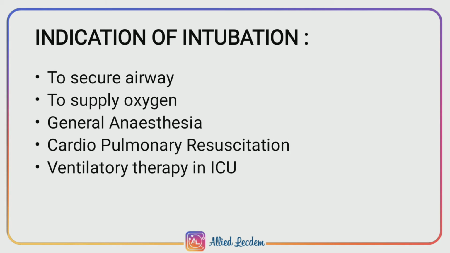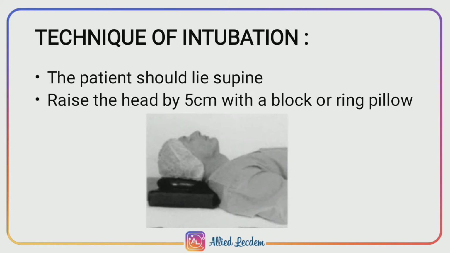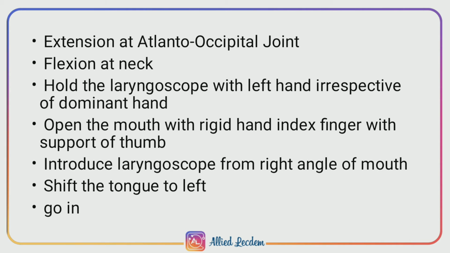Indications of intubation: to secure the airway, to supply oxygen, general anesthesia, cardiopulmonary resuscitation, and ventilatory therapy in ICU. Technique of intubation: the patient should lie supine. There should be extension at the atlanto-occipital joint and flexion at the cervical spine. This position is achieved by putting a 5 to 8 centimeter thick pillow under the occiput. The laryngoscope blade should be inserted from the right side of the mouth and advanced slowly, displacing the tongue to the left until the epiglottis is visualized.